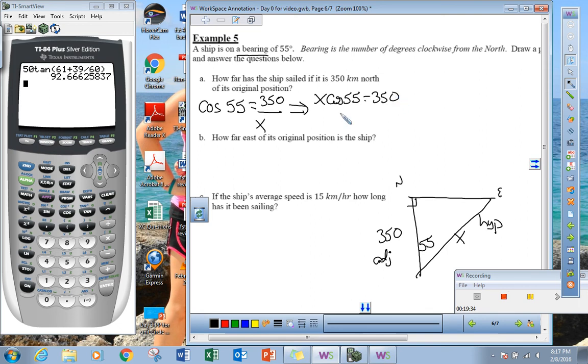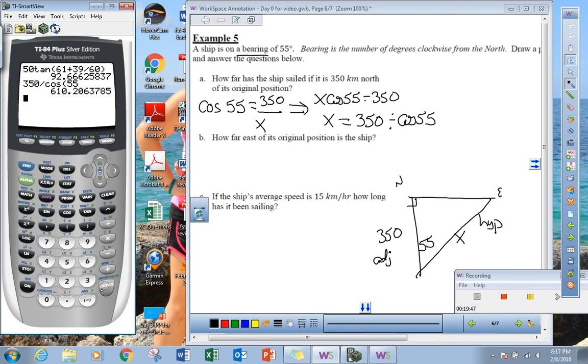To get x by itself, I need to take 350 divided by cosine of 55. So let me take 350 divided by cosine of 55. Tells me that my ship has gone approximately 610.2 kilometers.